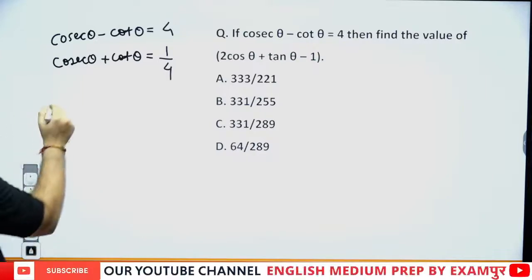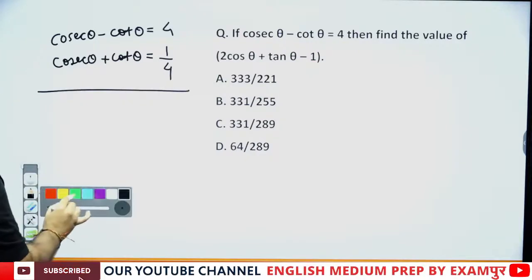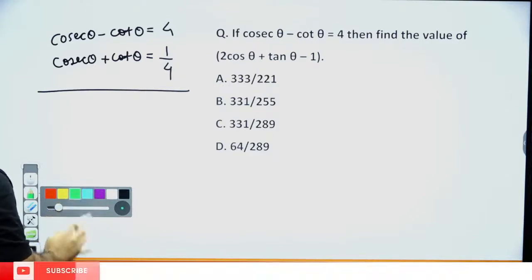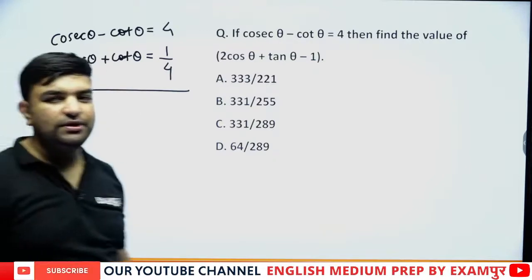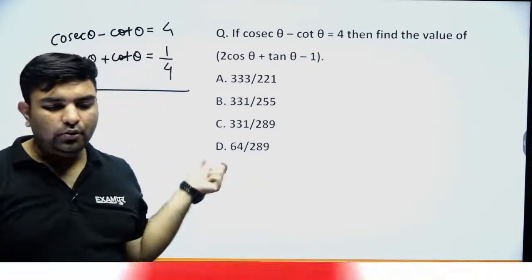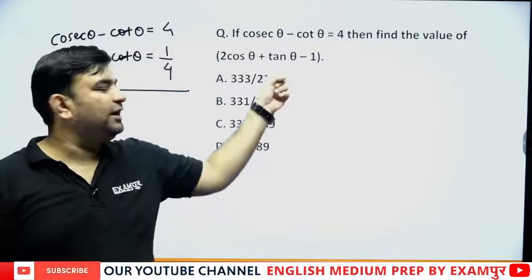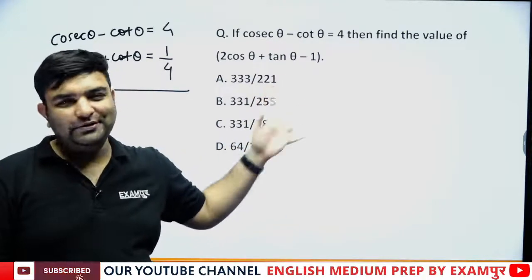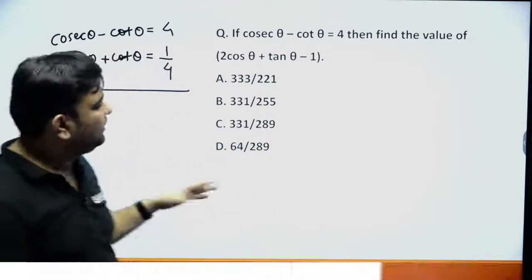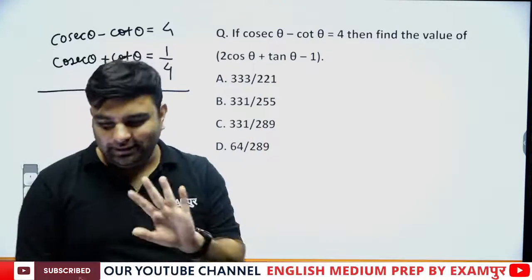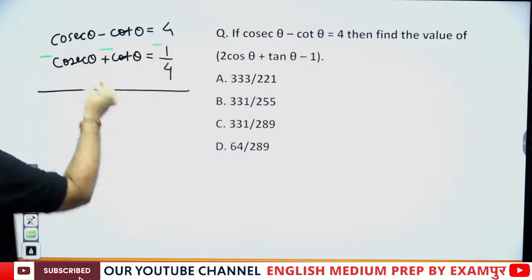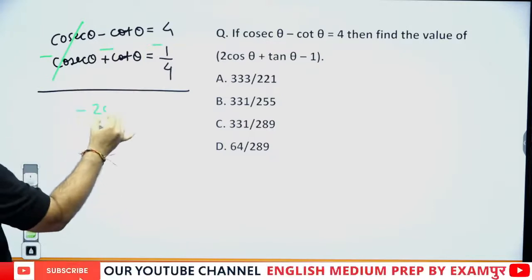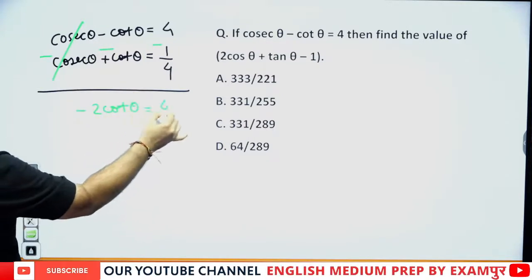Okay. On adding both... If you want to be a bit smarter, you can take a decision of finding cot theta directly, because its inverse would be used as tan theta. However you find it, it does not matter too much. So I'm subtracting. It will get cancelled out. Minus 2 cot theta is equal to 4 minus 1 by 4.